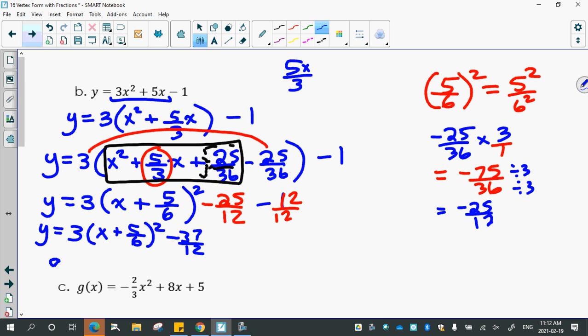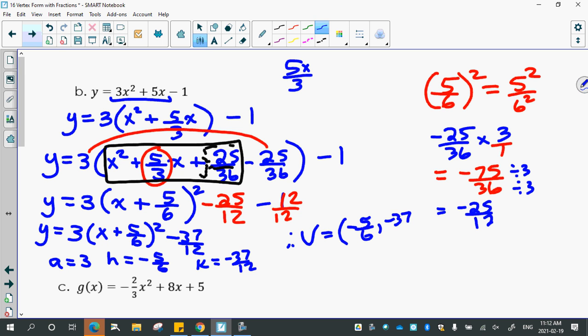So now I know that a is 3, h is negative 5/6, k is negative 37 over 12. So my exact vertex is negative 5/6, negative 37 over 12. And this one, because a was positive, has a minimum value of whatever k is, so in this case of negative 37 over 12.